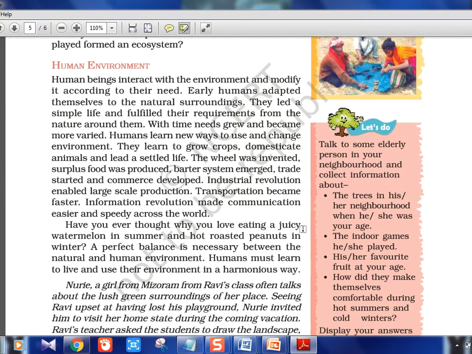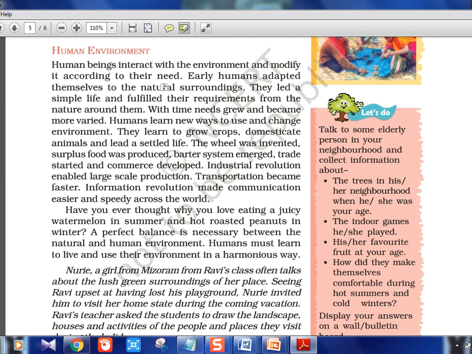Human environment. Humans interact with the environment and modify it according to their need, and that is being overexploited now. That is why we have all the global environmental summits and different pacts which we learn later. Early humans adapted themselves to natural surroundings. They led a simple life, because people were nomadic. They were hunting, growing crops, doing food gathering without affecting the actual environment. But later settled life came into existence.